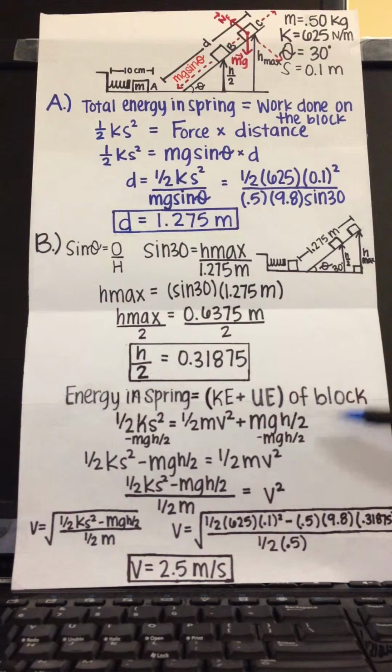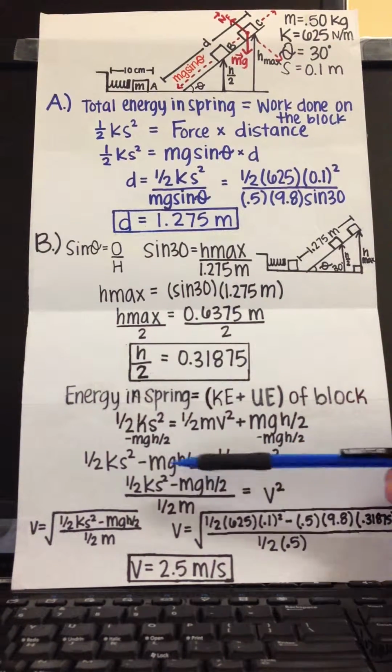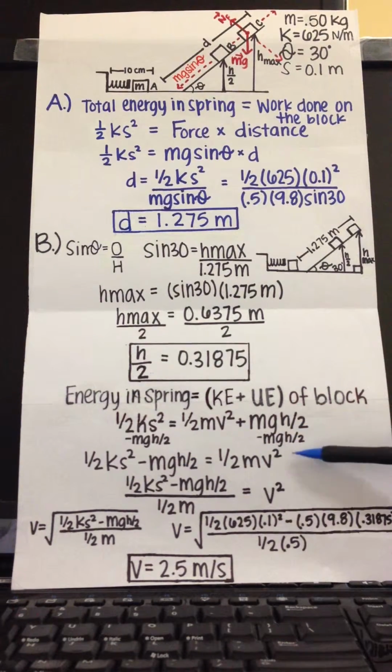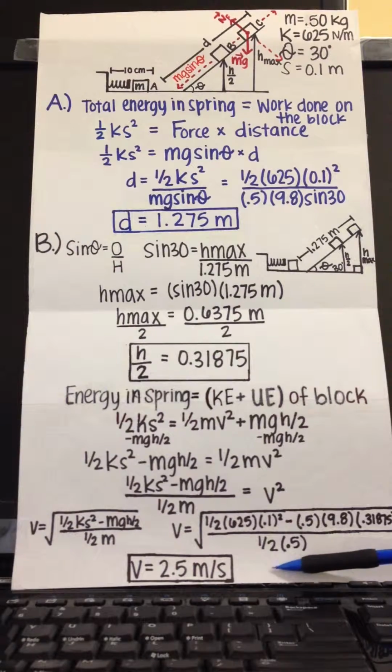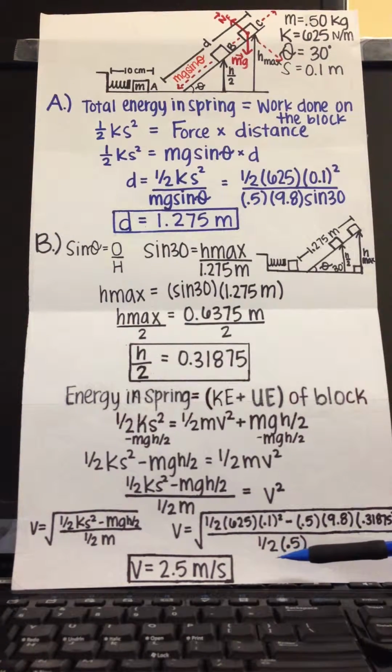Then I subtracted mg h over 2 from each side, and I solved for v, and I got that the velocity when it goes to h over 2 is 2.5 meters per second.